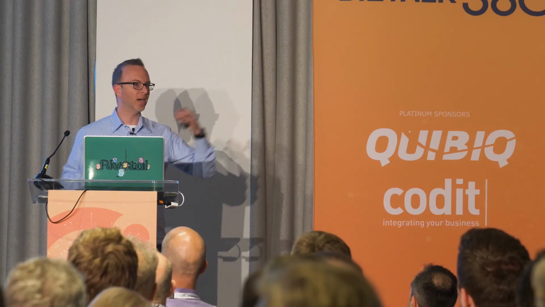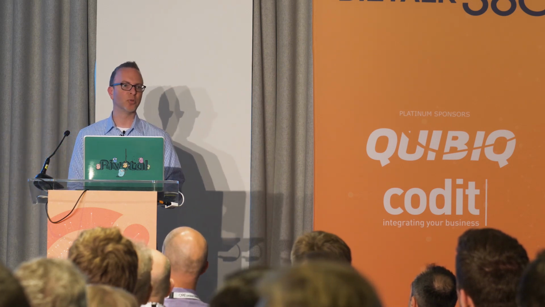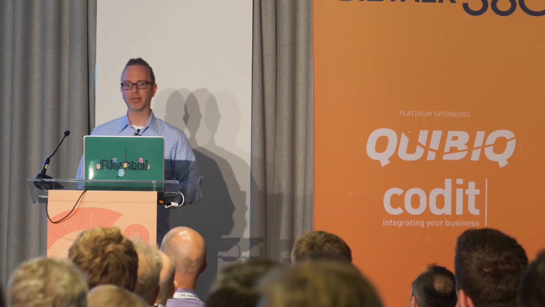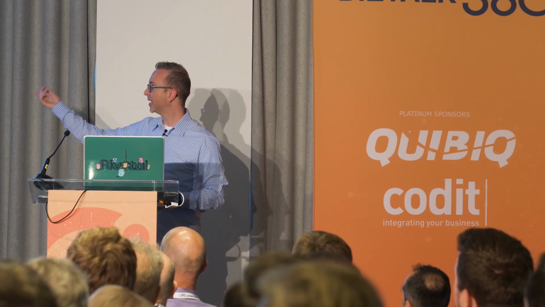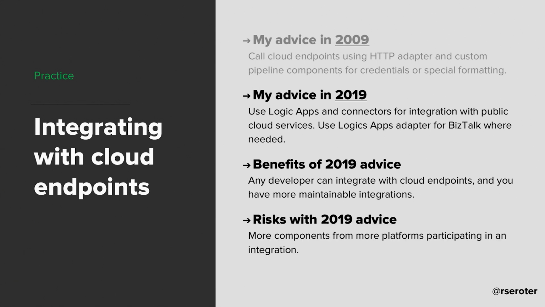So if you're connecting to any sort of SaaS system, any online storage, SharePoint Online, any of that stuff, just have the Logic App do the work. Let BizTalk do on-prem stuff. So the 2019 benefit of that advice is, again, more developers can do this, right? I can have even more maintainable integrations because things are doing best of breed connectivity versus trying to make things do things they shouldn't do in unnatural ways.